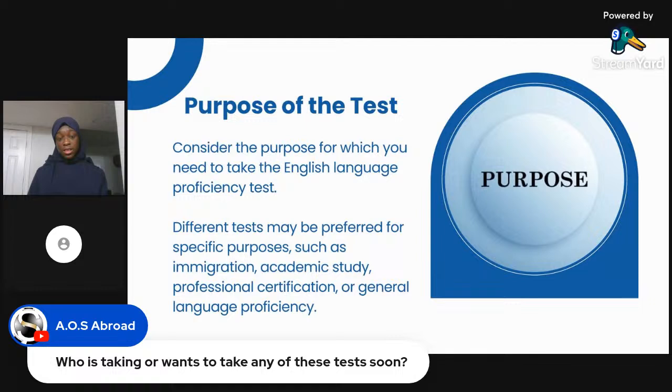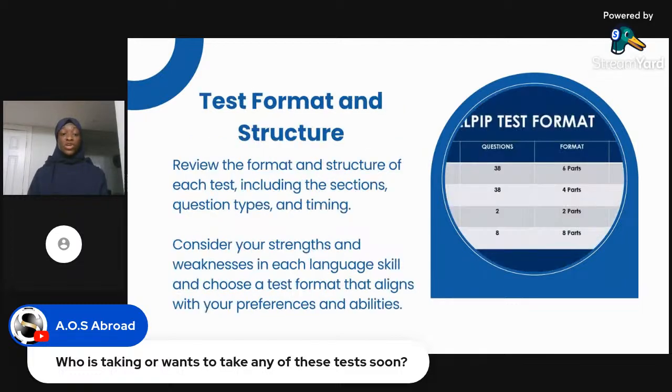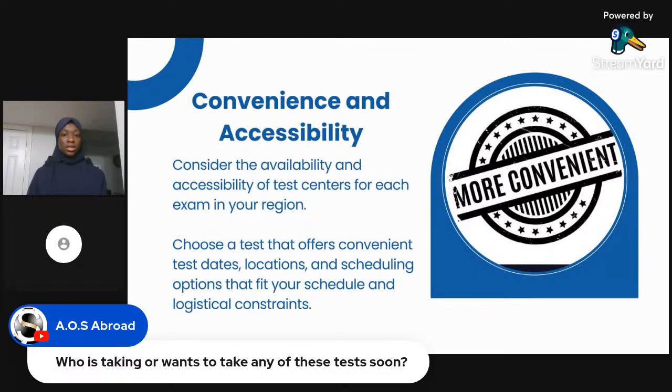Now, purpose of the test. Consider the purpose for which you need to take the English language proficiency test. Different tests may be preferred for specific purposes such as immigration, academic study, professional certification, or general language proficiency. Test format and structure. Review the format and structure of each test, including the sections, question types, and timing. Consider your strengths and weaknesses in each language skill and choose a test format that aligns with your preferences and abilities.